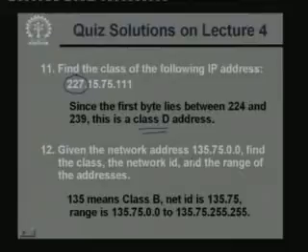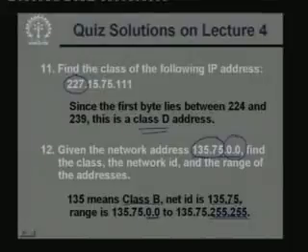Given the network address 135.75.0.0, find the class, network ID and the range. Since it starts with 135, it is class B. The network ID for class B is the first 2 octets, 135.75, and the range will be, for the host part, we apply all combinations starting from all 0s up to all 1s. This is the range.